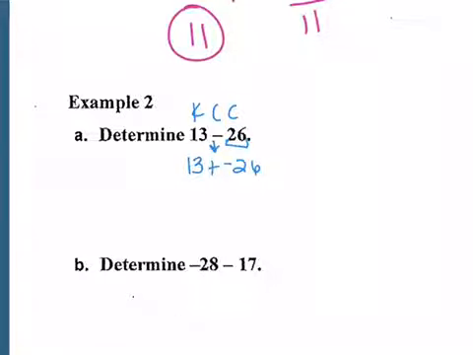So I can circle my numbers with the closest sign in front. 13 doesn't have a sign in front, so that means it's positive. So I've got a positive 13 and a negative 26. So I have two different signs, so that means I'm going to subtract.